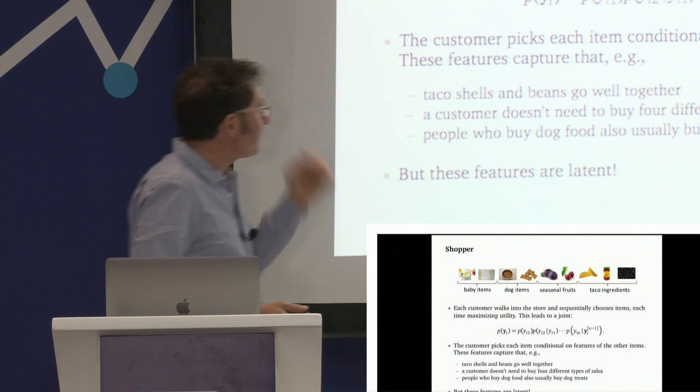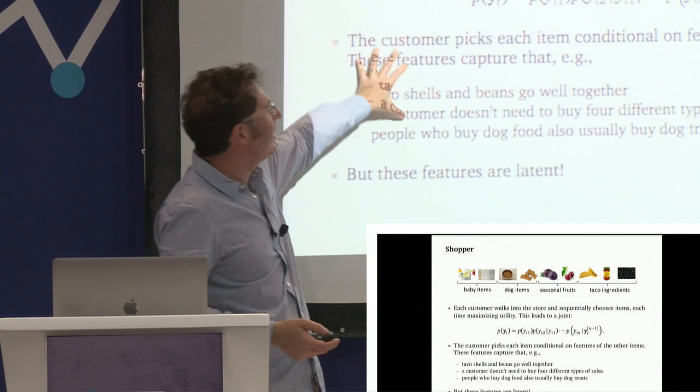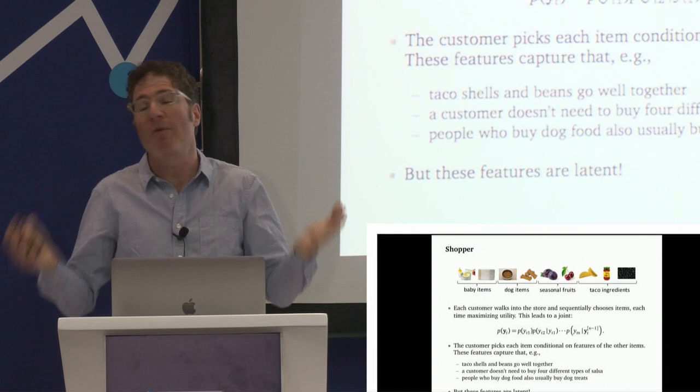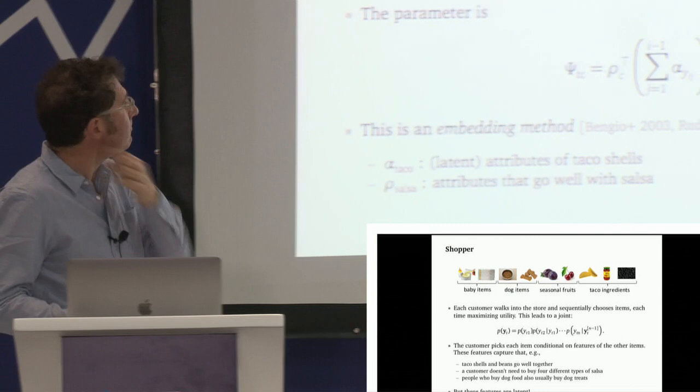Or people who buy dog food also usually buy dog treats, things like that, okay? The challenge is that all these features are latent. We don't know all this stuff. All we see, our data, are just people buying things, and we want to somehow learn all these features of the different items. Okay, and so what we're gonna do is build an embedding model.